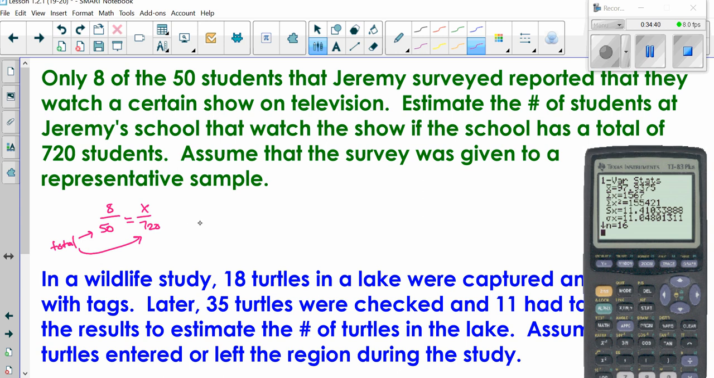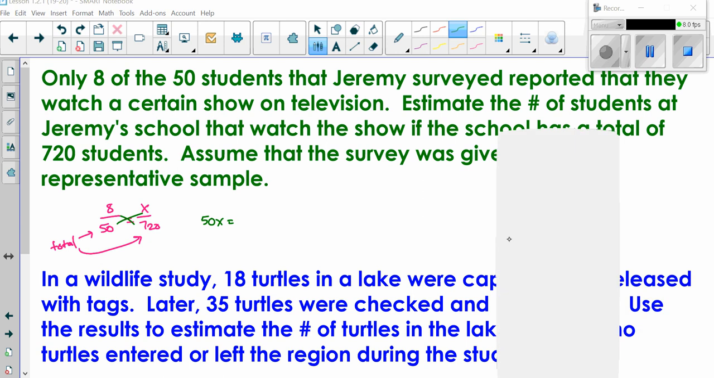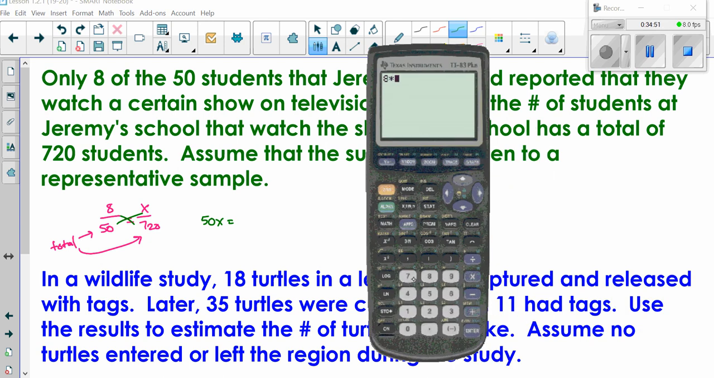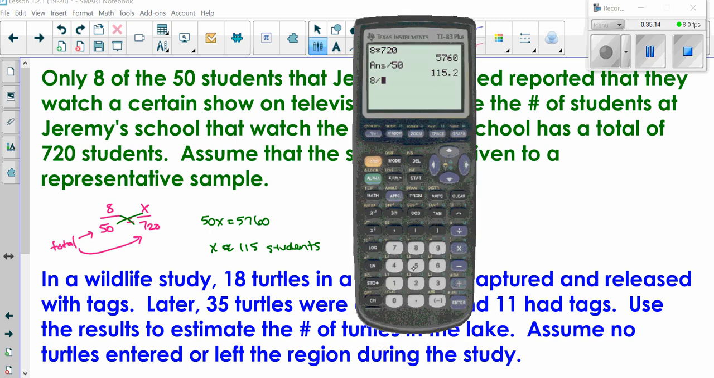Okay, so I would cross multiply here. If you remember cross multiplying last year, 50 times x would give me 50x. And 8 times 720, I get 5760. So if I divide by 50, I have a portion of a student, so we're going to get about 115 students. Notice if I did 8 divided by 50, I get 0.16. If I did 115 divided by 720, I'm going to get about the same because I rounded.